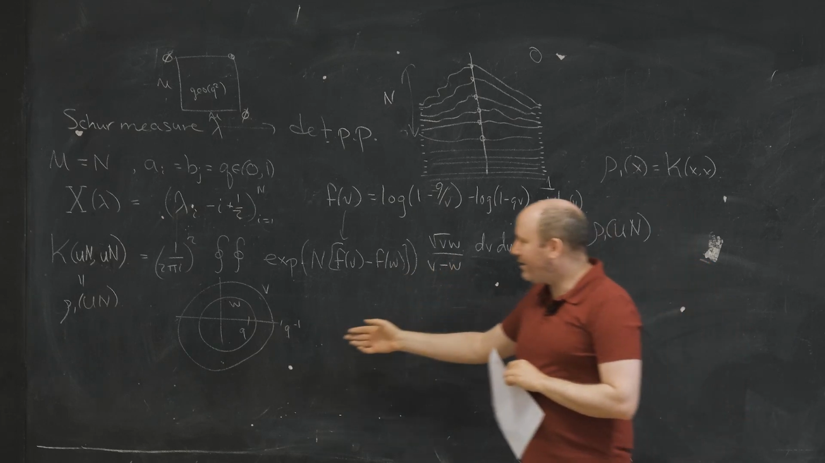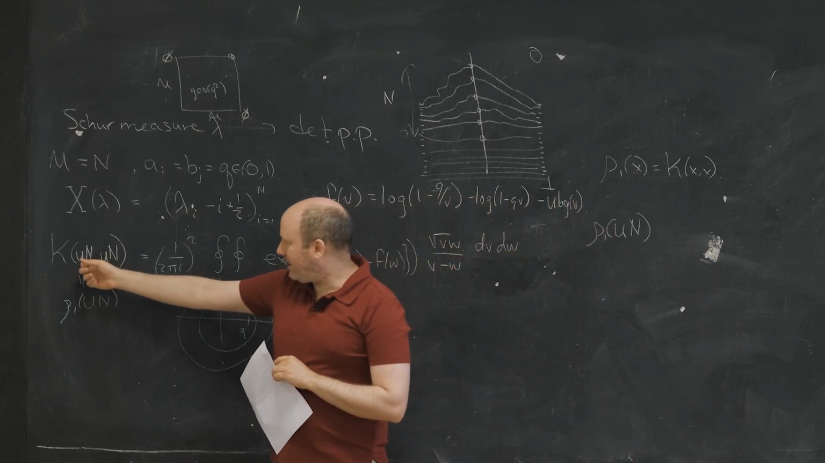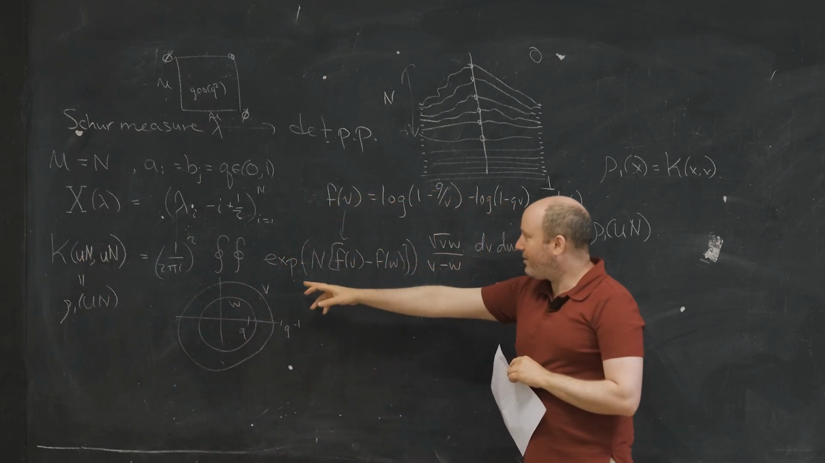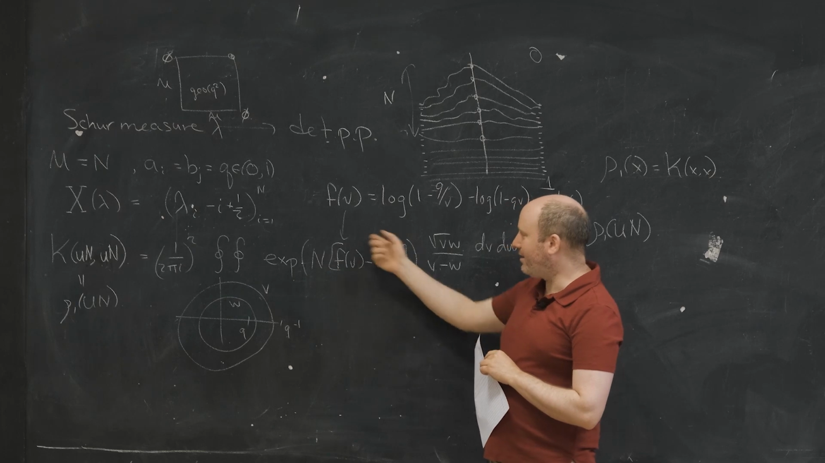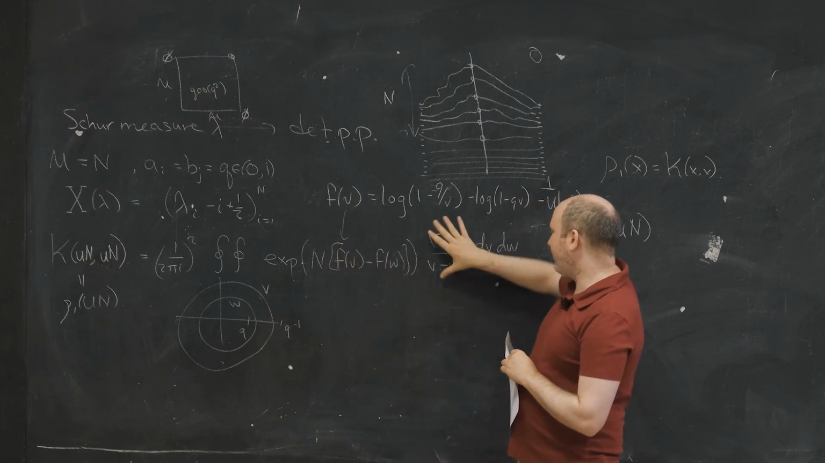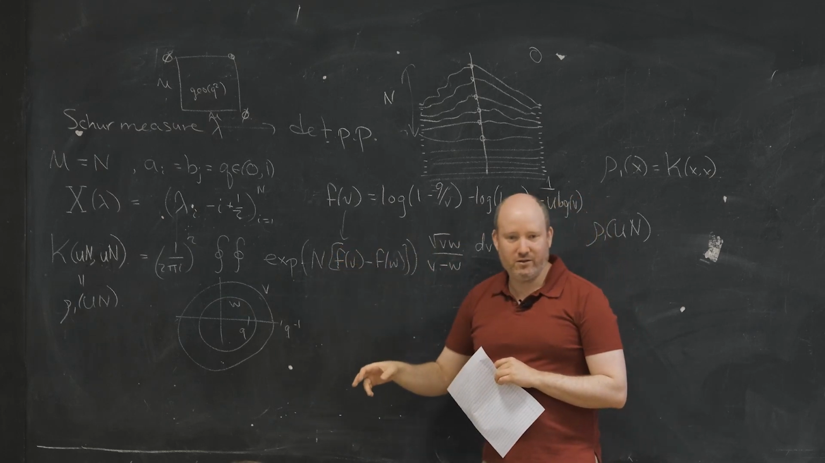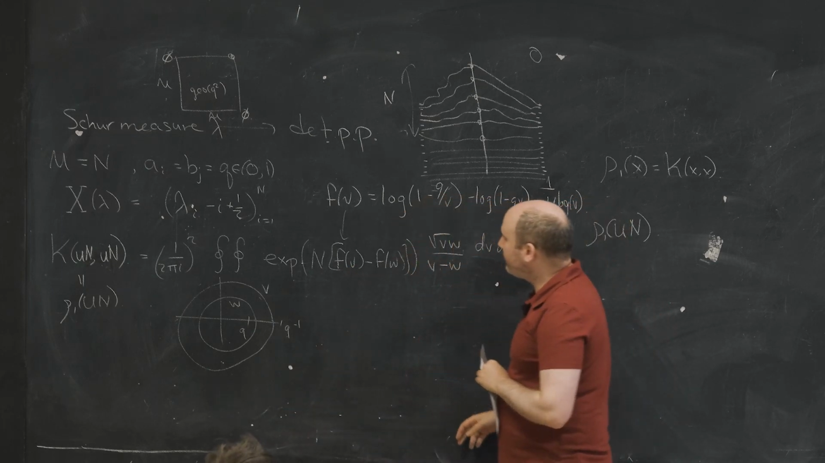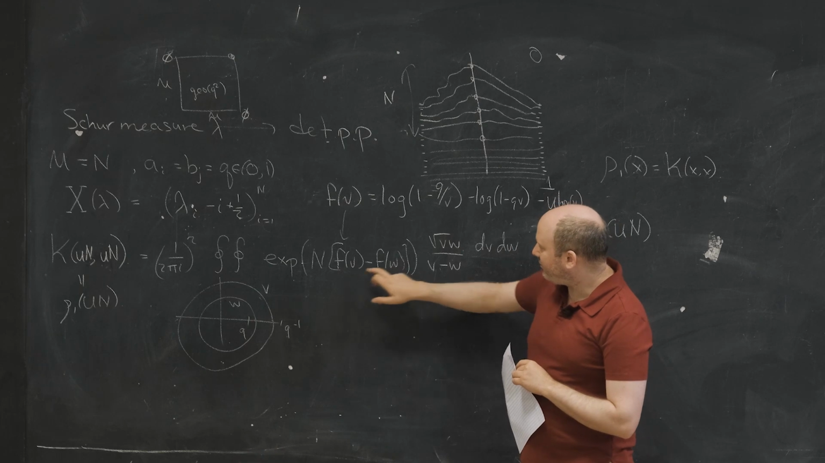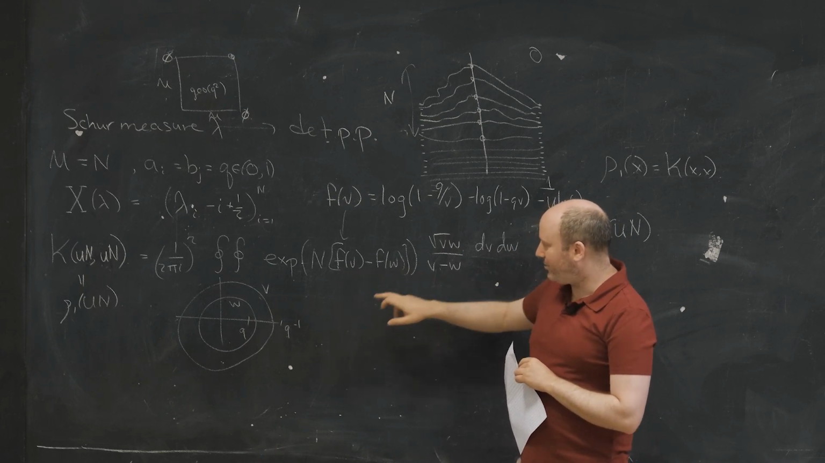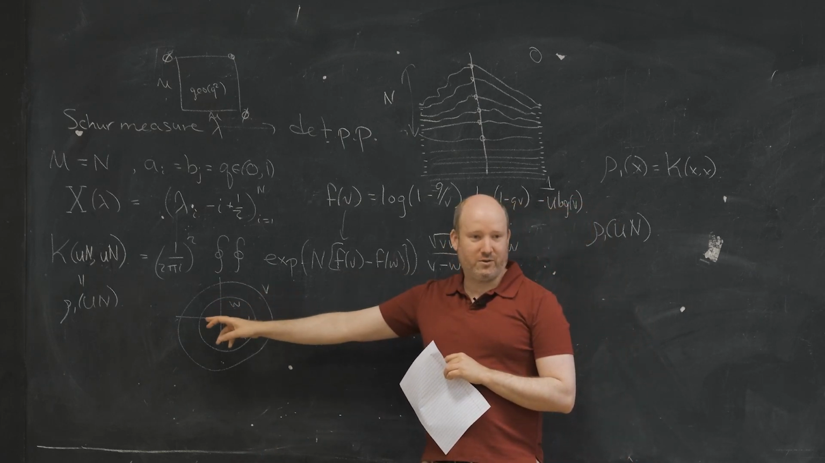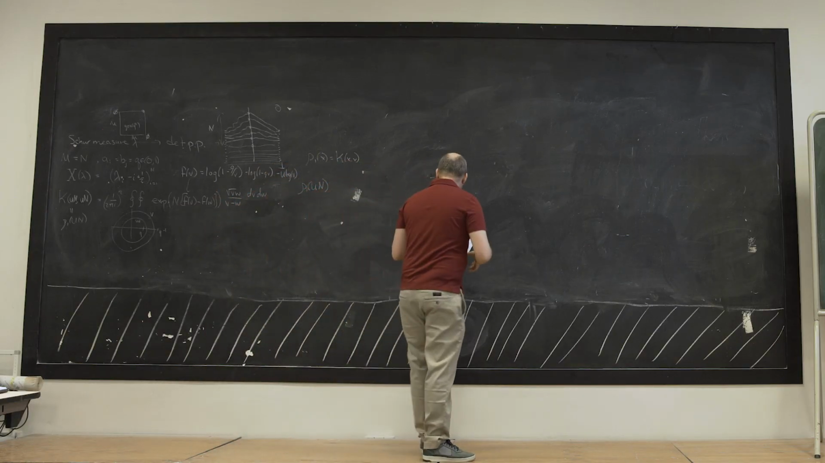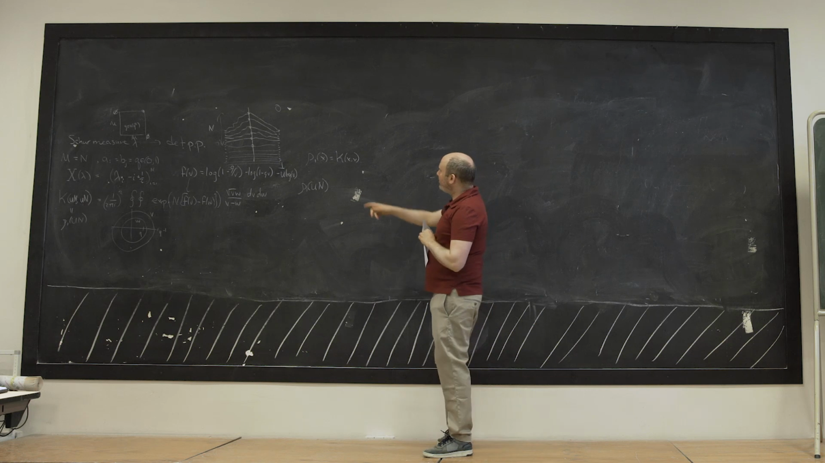You have some large diverging n. You have something that looks like exponential of n times something, and then just some little thing that's not changing with n at all. Now, what's going to happen in this picture is the following. So you see I have this difference of the v and the w, and my v and my w live on different contours.